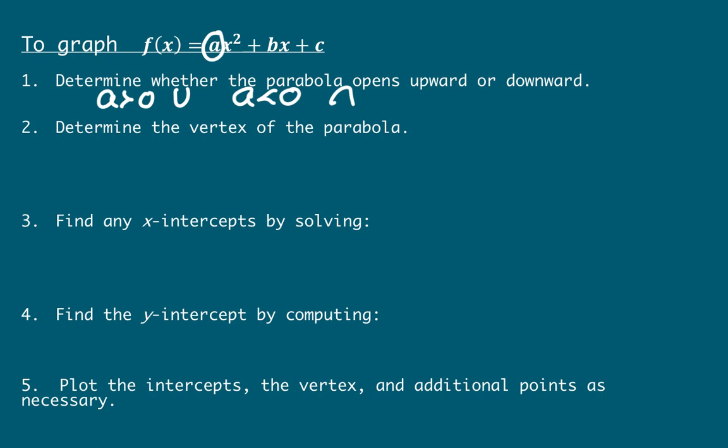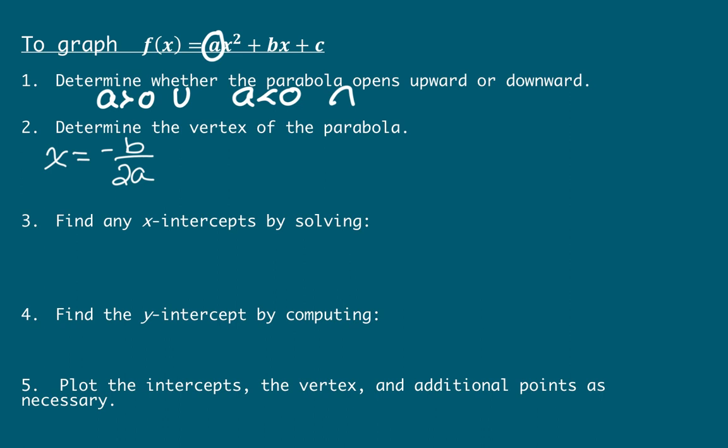Then we're going to determine the vertex of our parabola. This is where things get a little bit different. We don't have our immediate values for the vertex of the parabola in our equation. We're going to have to use a formula for the vertex in this case. Our x-coordinate is found using the formula x equals negative b over 2a.